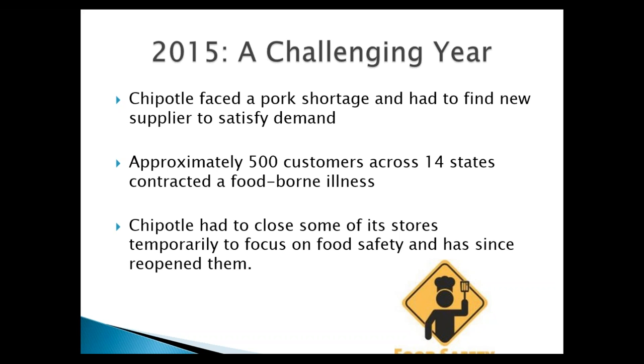Part of the reason I chose Chipotle for our case study is that we've heard such great satisfaction and feedback from you as consumers, and that's important given what happened last year. In one year, Chipotle had basically three crises. Number one, they faced a pork shortage and had to find a new supplier to satisfy demand. Before a company like Chipotle can put any ingredients onto the menu, they have to make sure they have all the suppliers in place. They have 2,000 locations.